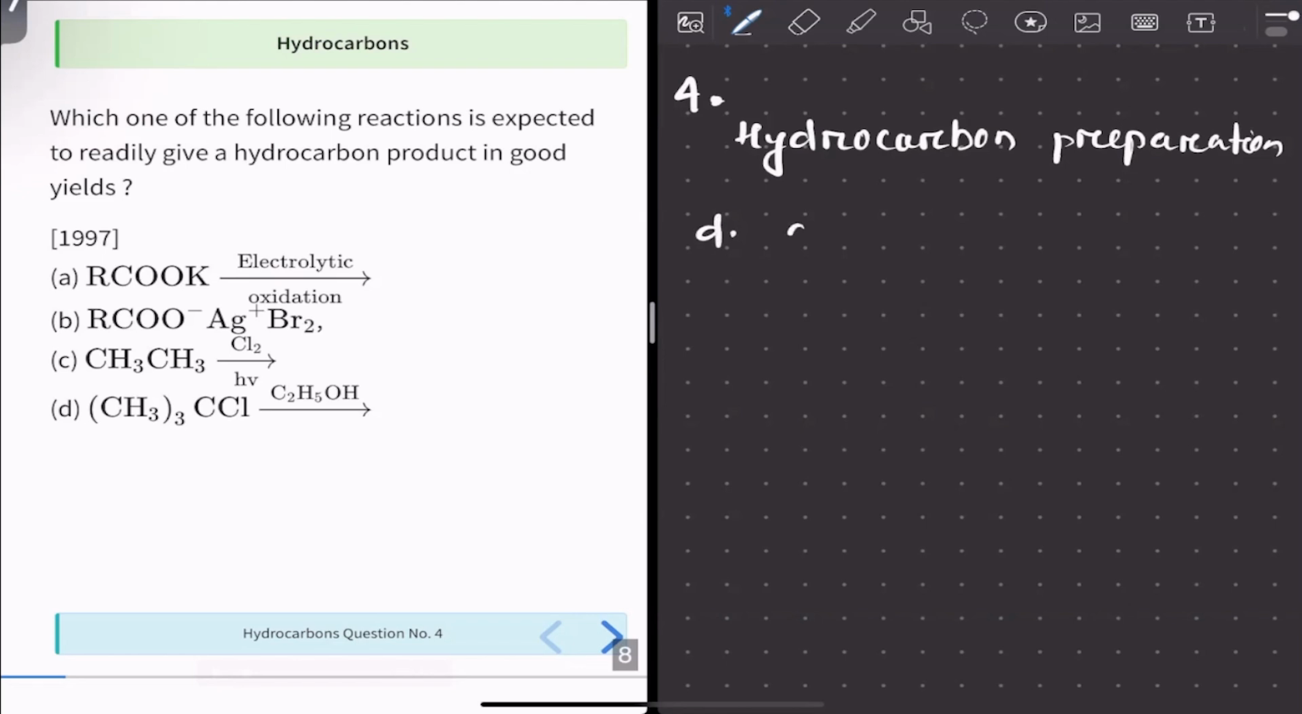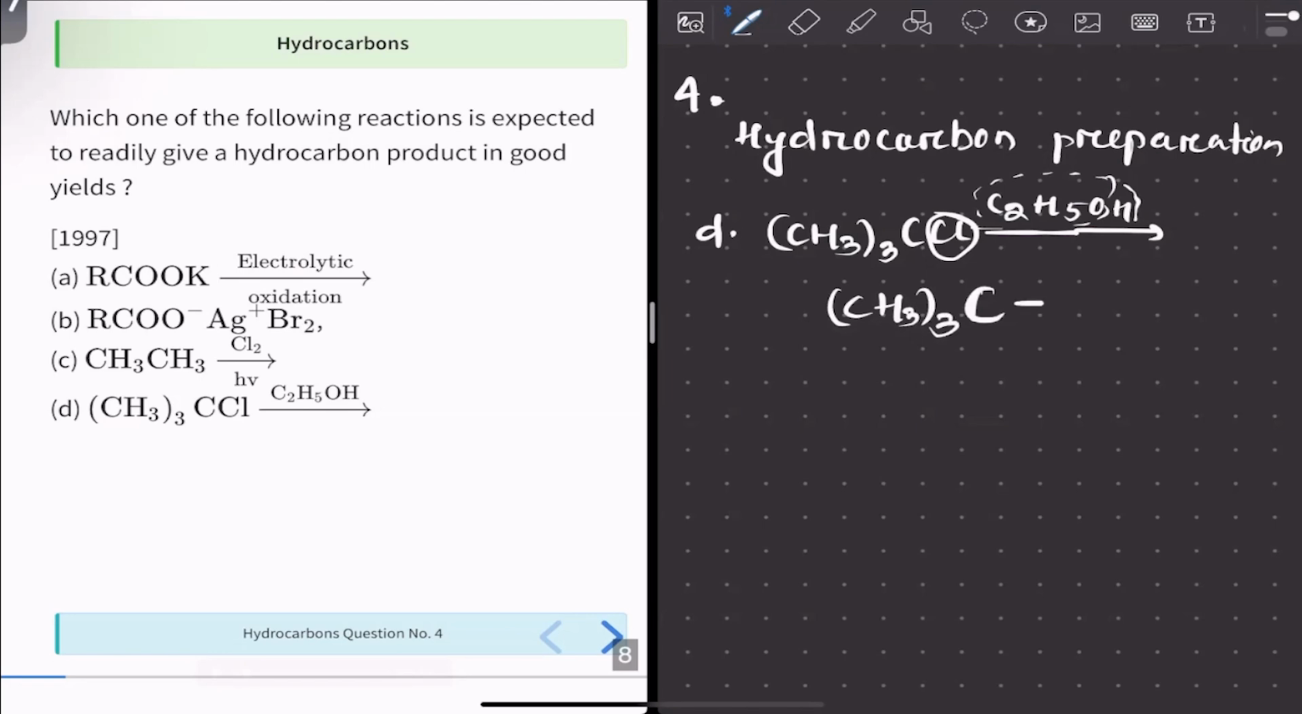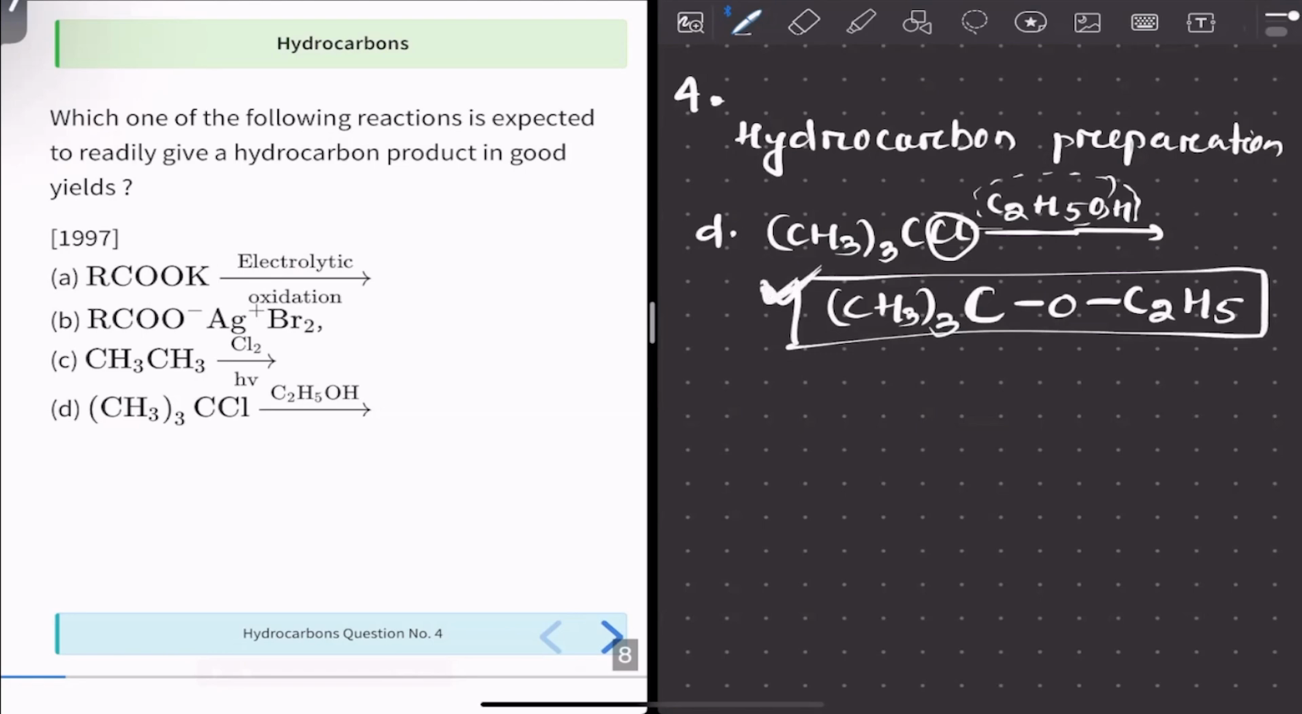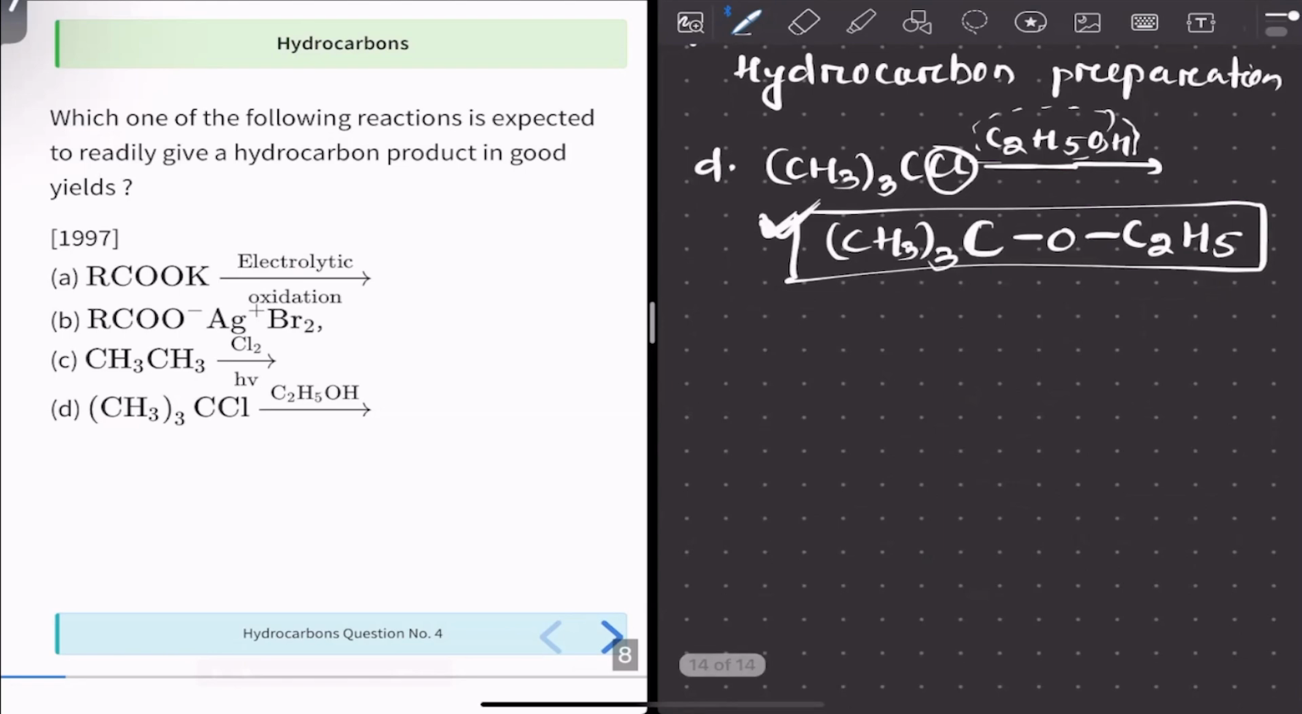Option D. The reaction given is (CH3)3CCl reacts with C2H5OH. So this will give an ether. This chlorine would be substituted by C2H5O. So the product will be CH3)3C-O-C2H5. Okay. This will be the product here. So it is not a hydrocarbon, meaning alkene or alkyne. So option D is not correct.